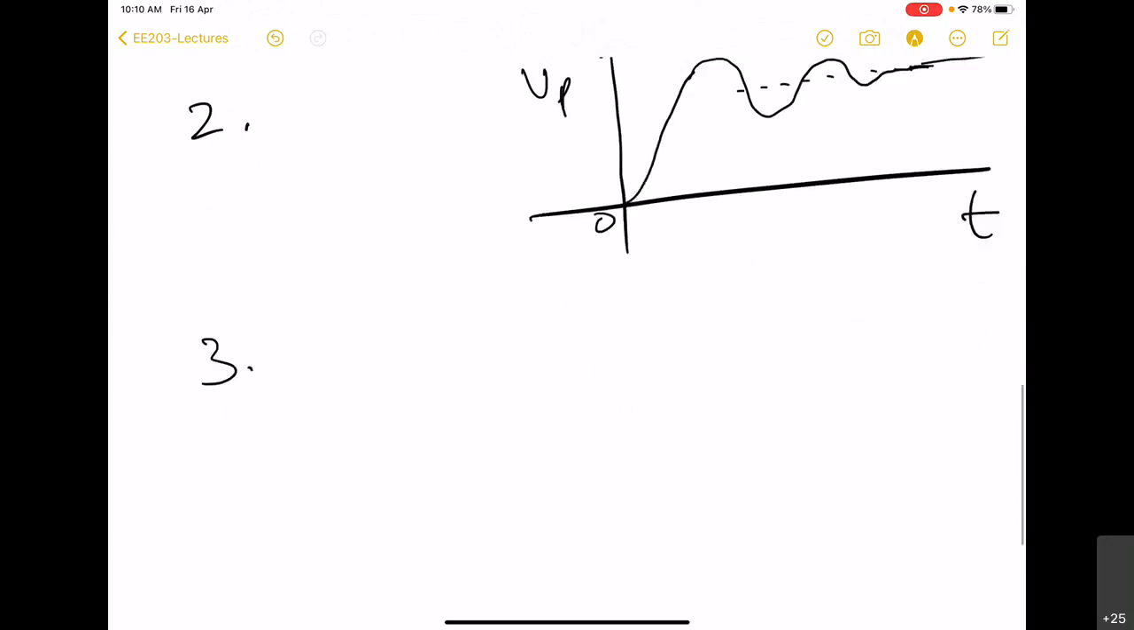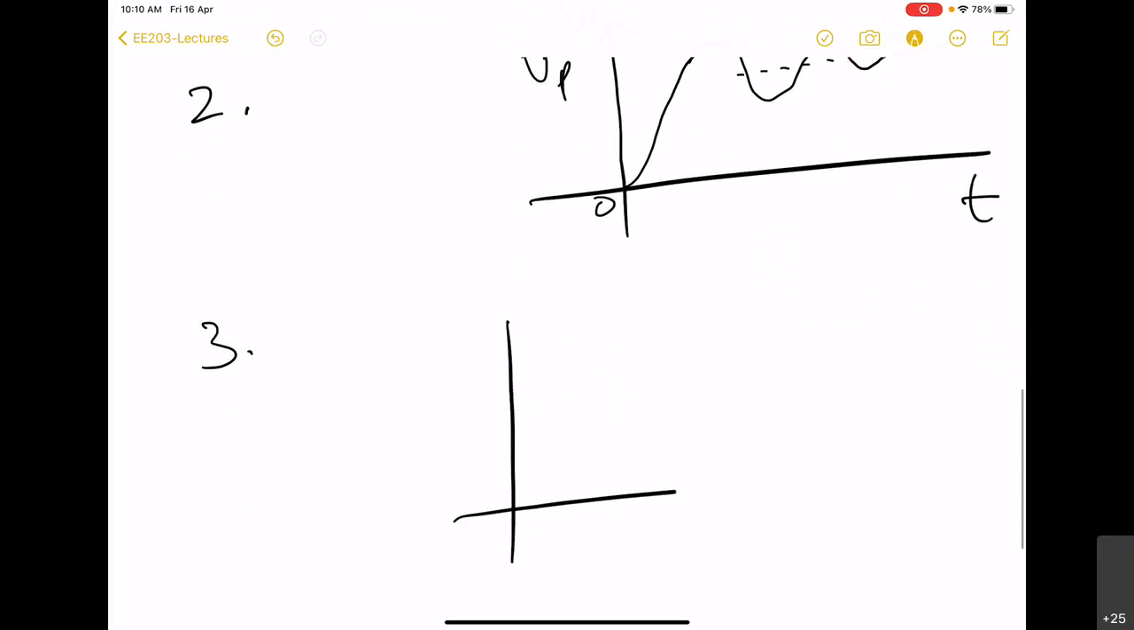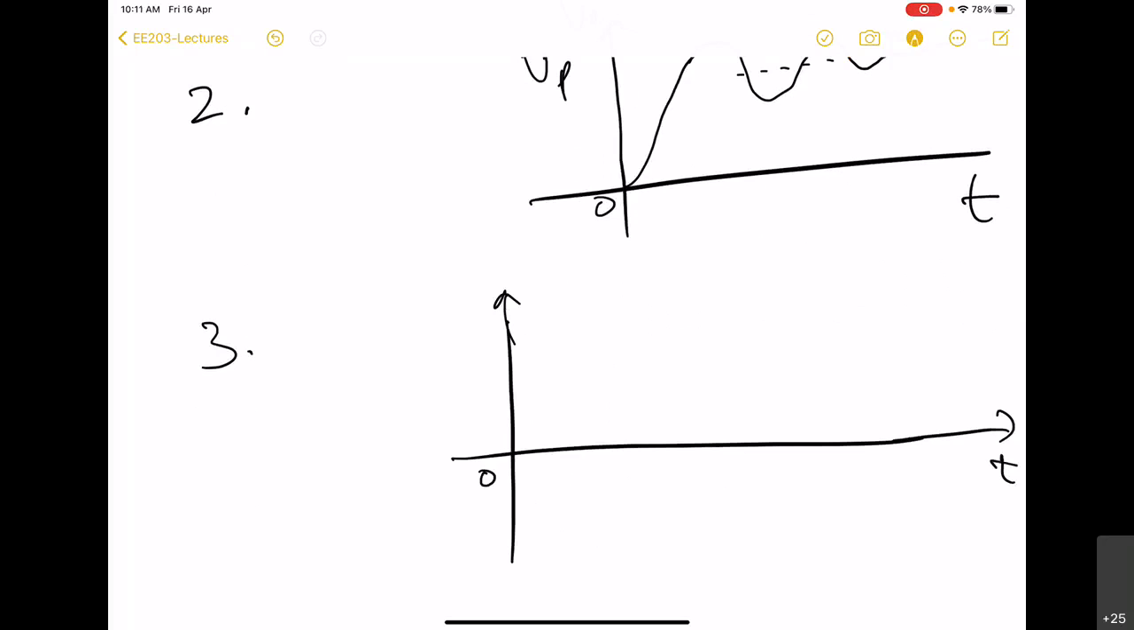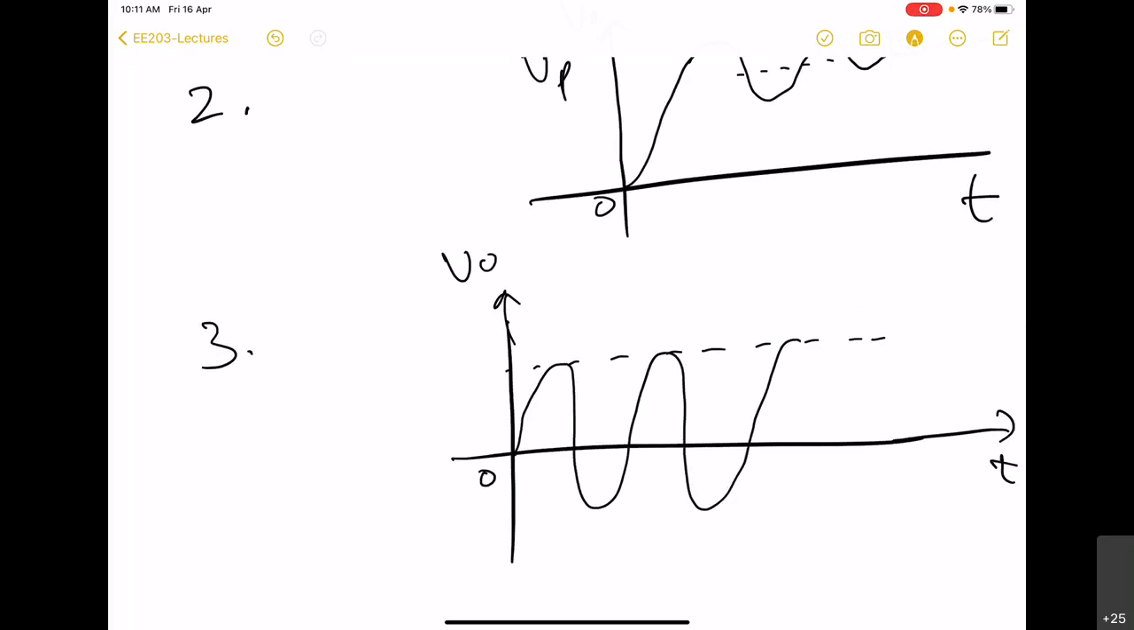The third possibility is that it shows this ringing, but this ringing never dies out, and it is of constant value, like this. So this value remains fixed.